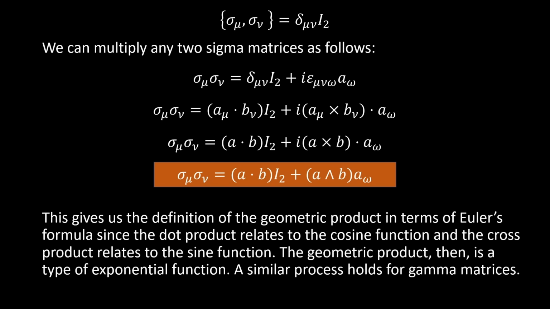This gives us a definition of the geometric product in terms of Euler's formula, since the dot product relates to the cosine function and the cross product relates to the sine function. So cosine theta plus i sine theta is, of course, e to the i theta. That's Euler's formula. The geometric product, then, is a type of exponential function. A similar process then holds for gamma matrices. So in other words, you can extend Euler's identity and formula into a space-time equation in terms of Clifford algebra.